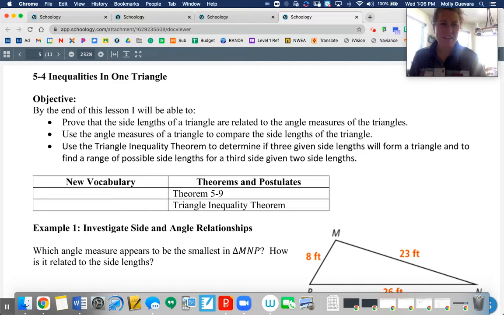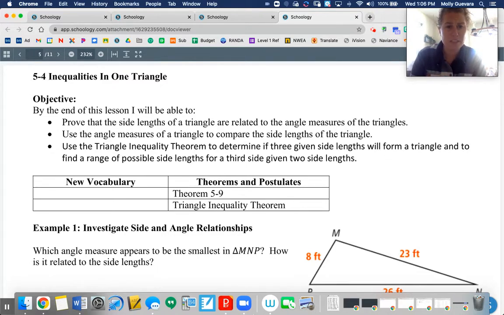We are doing 5-4 today, which is all about inequalities in a triangle. So what are the different inequalities, and I guess what are the different inequality theorems, how do we use those, and what do they tell us about triangles? We actually have 3 objectives today.